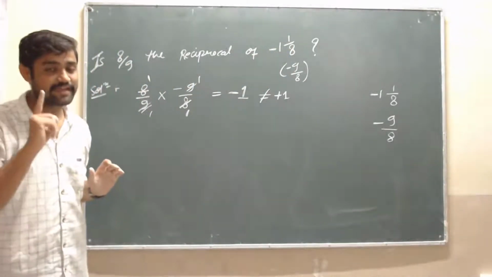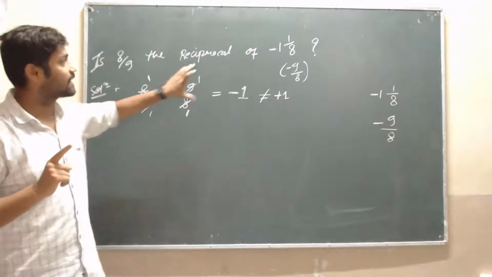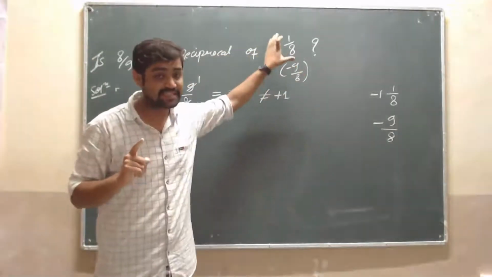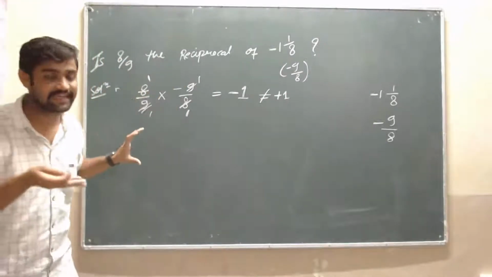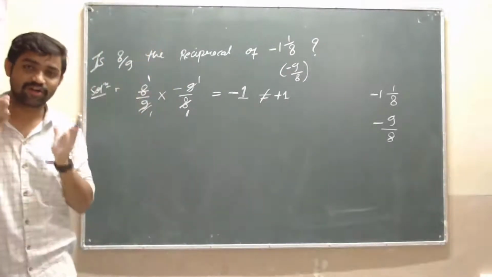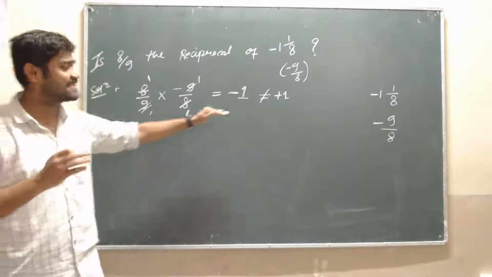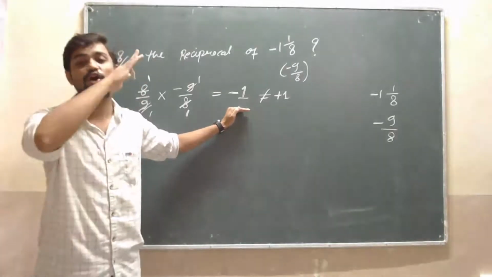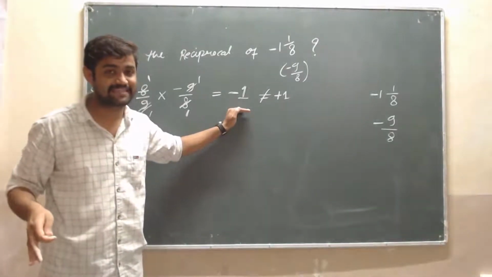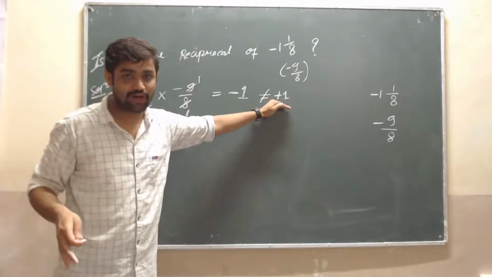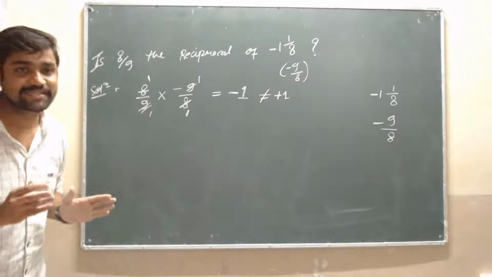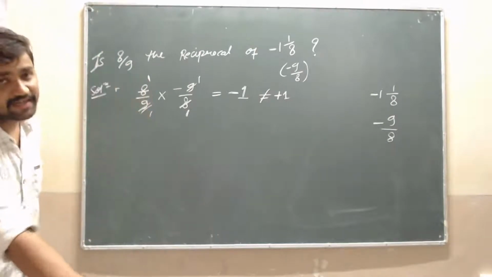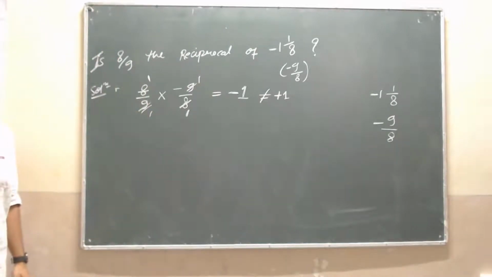Did you understand? That is very simple. We converted the mixed fraction into a fraction. Then we multiplied, and verified whether this is a reciprocal or not. Then we get the answer minus 1. Minus 1 is not a reciprocal answer; 1 is the reciprocal answer. That's why we can say that 8 by 9 is not a reciprocal of minus 1, 1 by 8.